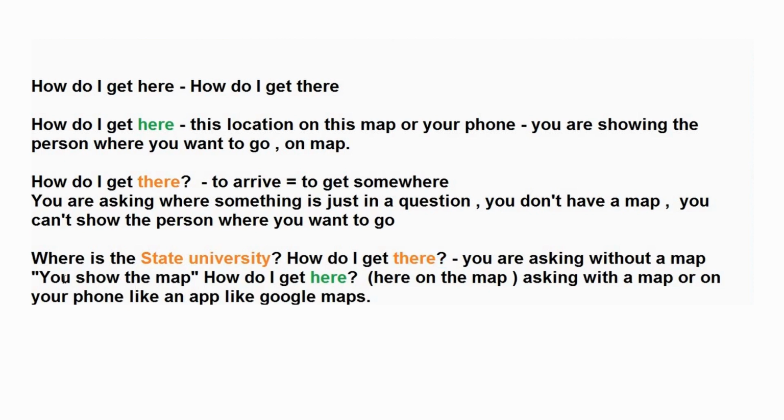But you show the map. You're showing them the map, and you say, how do I get here? Like this location, okay? Like this place, like this one right here. So that's pretty much the differences, okay? So how do I get here? How do I get there?